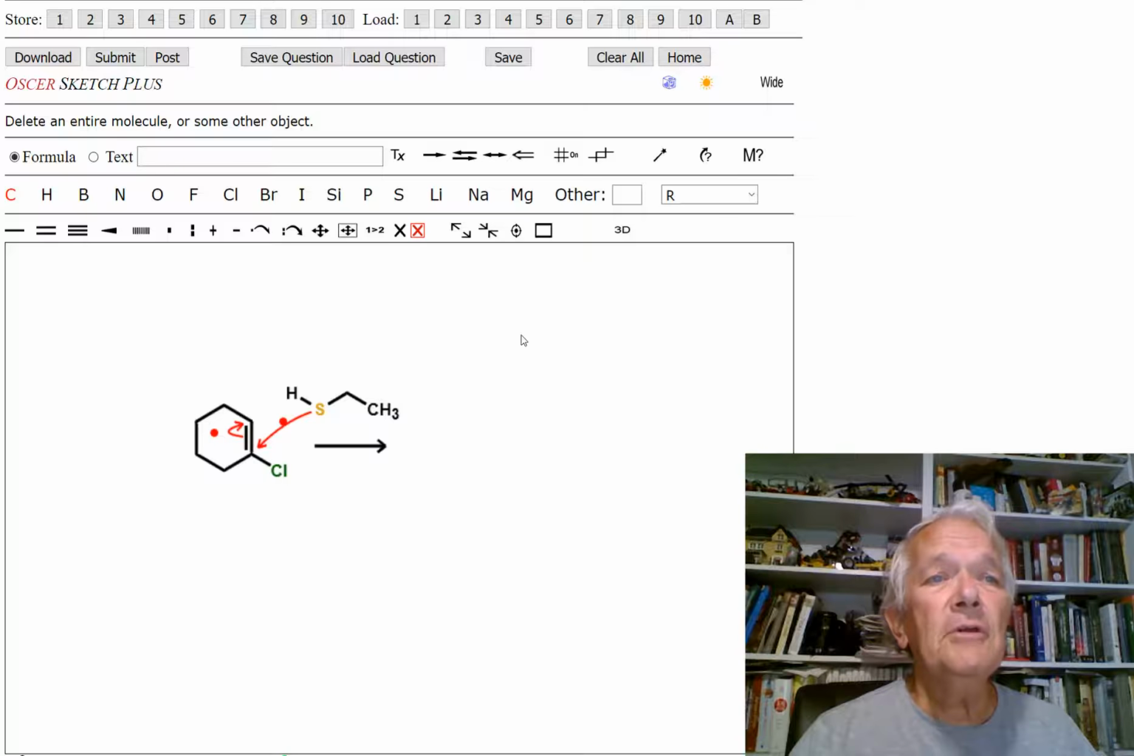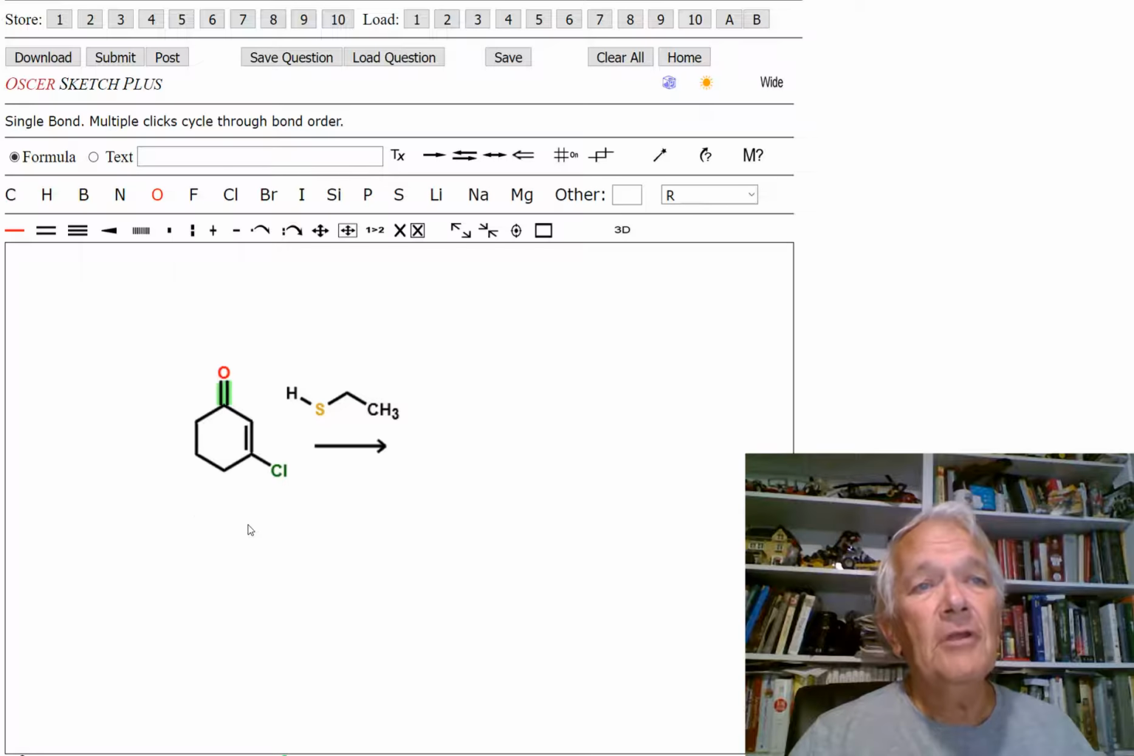Can you ever do a substitution on an alkene? Well, yes, you can, if you choose an alkene which has a place to put the electrons. Where would you like to put electrons? How about we introduce a carbonyl? Carbonyls are great for picking up electrons. So now we have a conjugated carbonyl with a chloride down there.